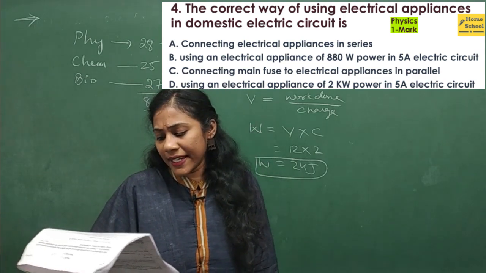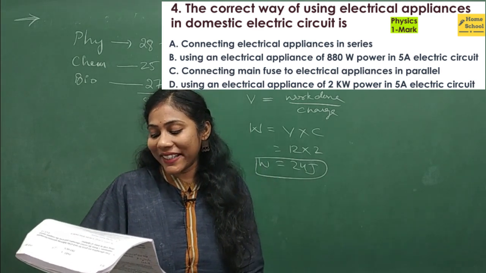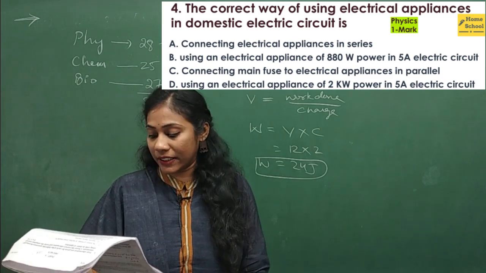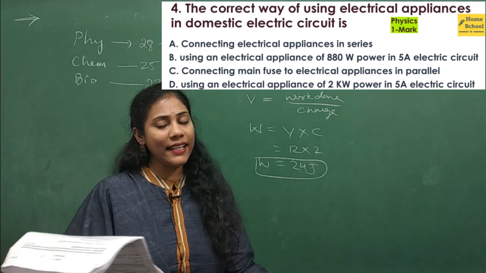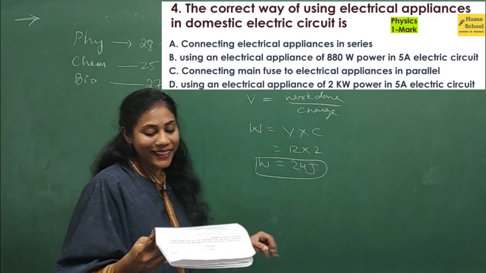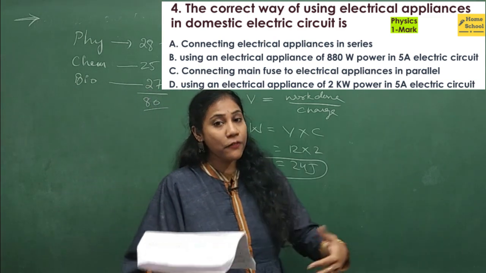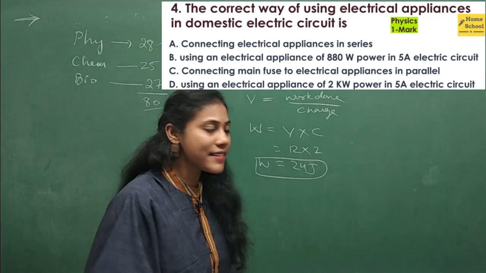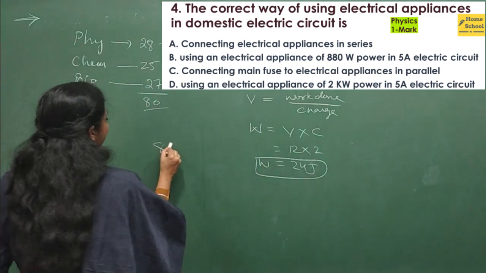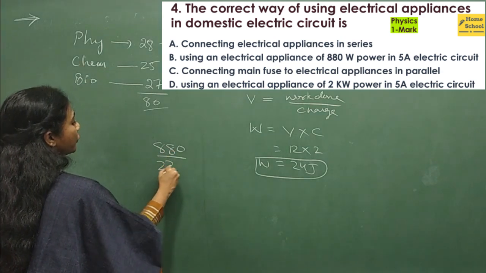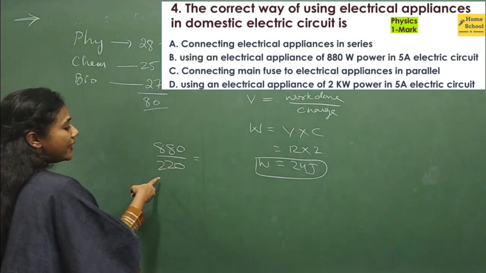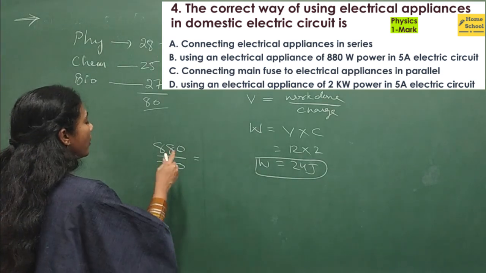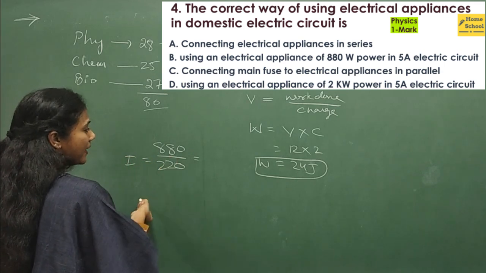Second one, using an electrical appliance of 880 watt power in a 5 ampere electric current. So can we use an electrical appliance of 880 watt in a 5 ampere electric circuit? Let us see how we calculate this. We can just do 880 divided by 220, isn't it? Because in India, the voltage supplied for every house is 220. So it can be calculated something like this.